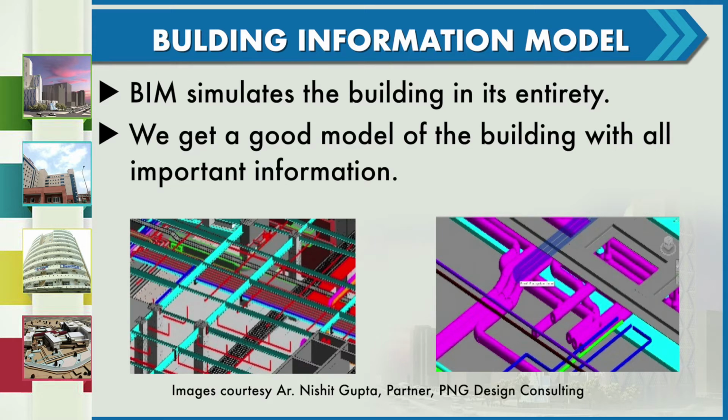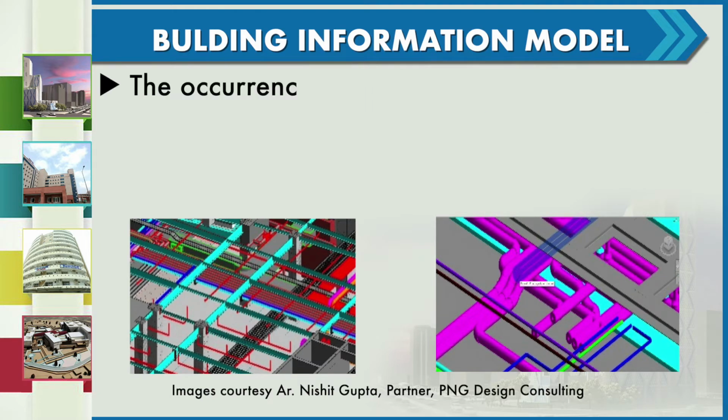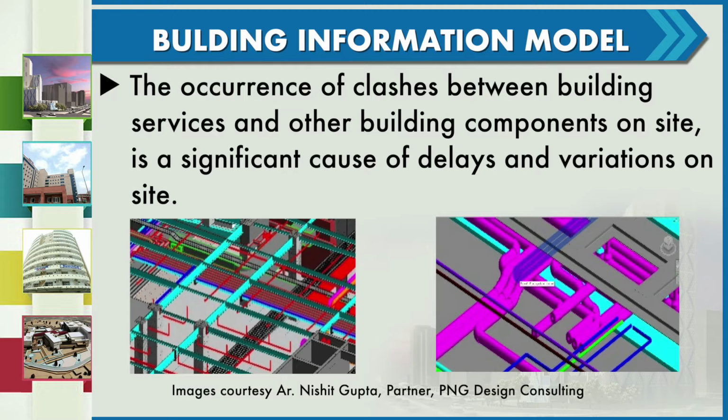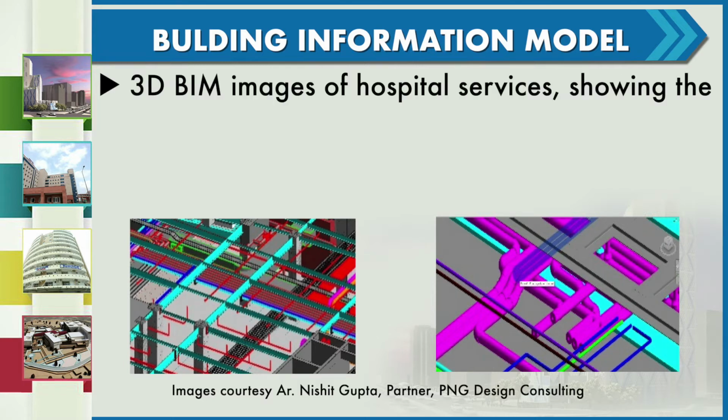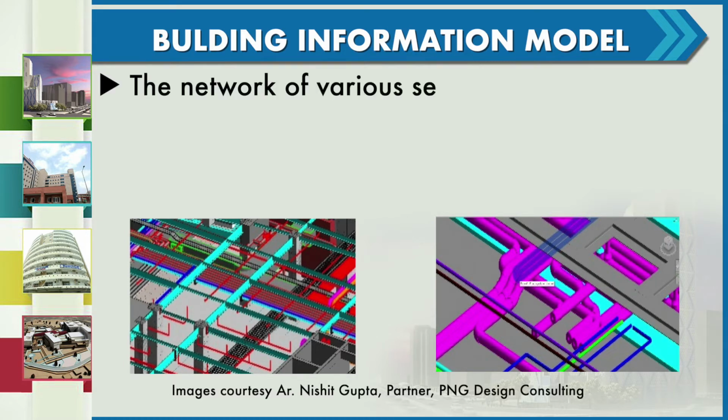Another extremely important feature of BIM is that it can be used for clash detection in 3 dimensions. The occurrence of clashes between building services and other building components on site is a significant cause of delays and variations on site. Building information modeling as a tool can help greatly with that. We can see in the 3D BIM images of hospital services how the maze of multiple services are crisscrossing with each other at multiple points, not just in a plane but in the 3rd dimension as well. We can see that the network of various services is quite complex.